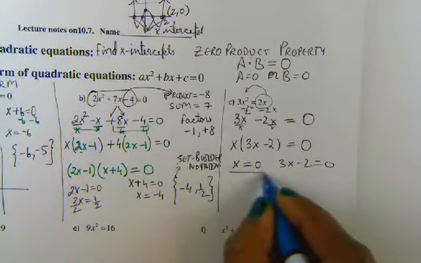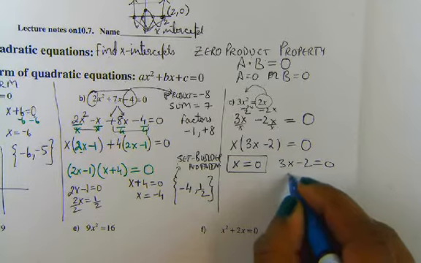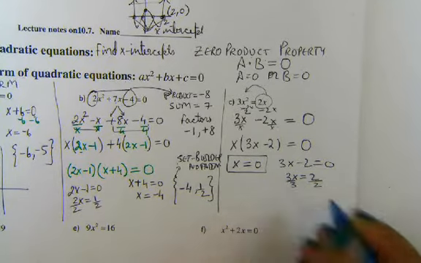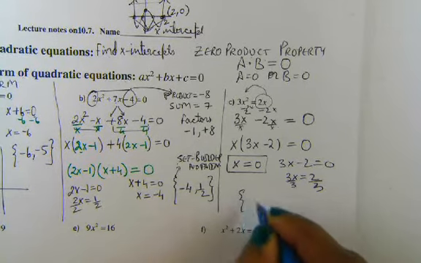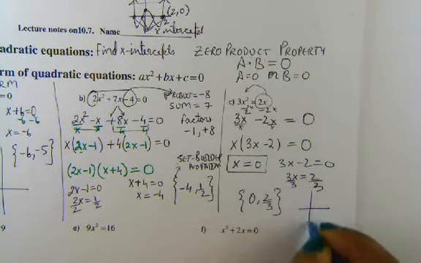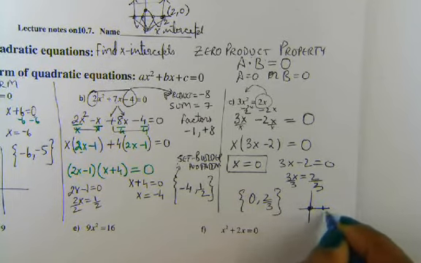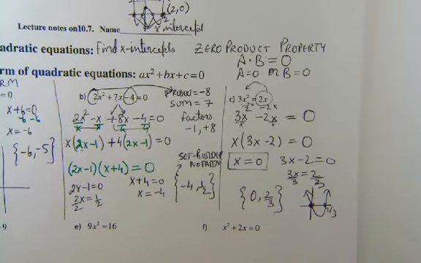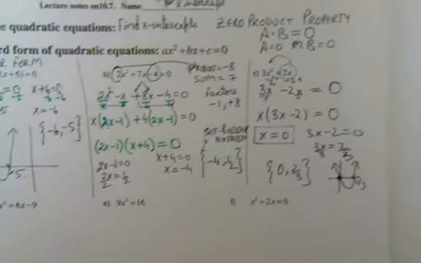We already got a solution, x is 0. When we solve the other one, we are getting two solutions here, 0 and 2/3. So our graph is crossing at 0 and 2/3. So something like this is happening to our graph at the x-intercepts.